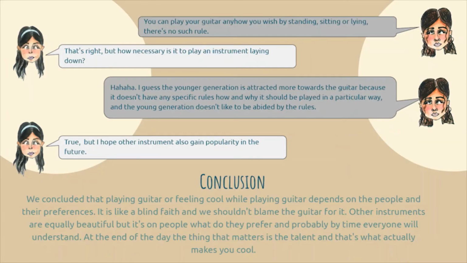You can play your guitar anyhow you wish, by standing, sitting, lying. There's no such rule. That's right, but how necessary is it to play an instrument lying down? I guess the younger generation is attracted more towards the guitar because it doesn't have any specific rules how and why it should be played in a particular way. And the younger generation doesn't like to be abided by any rules. True, but I hope other instruments also gain popularity in the future.